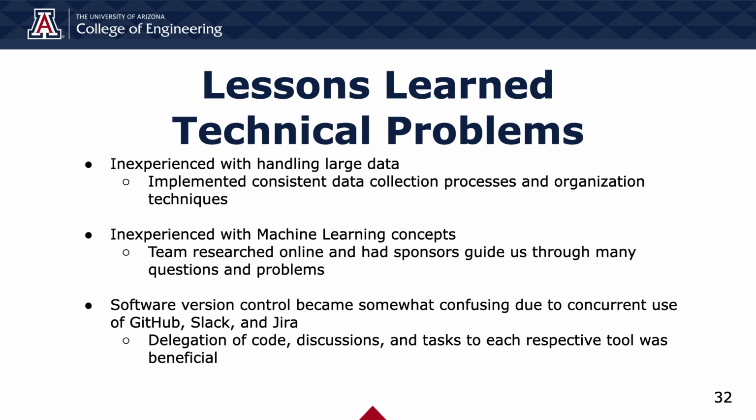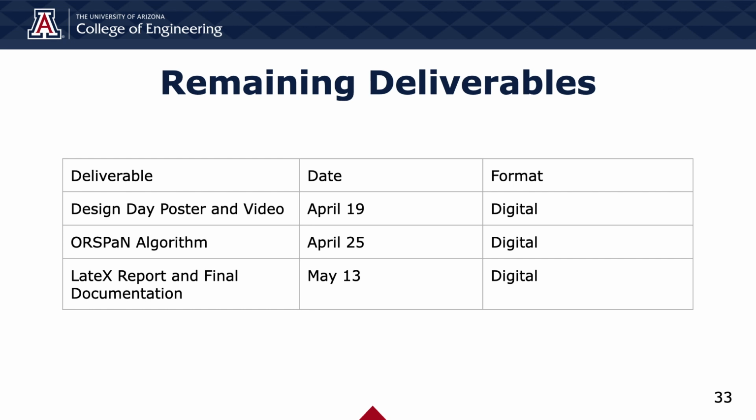Finally, our software version control became somewhat confusing due to our concurrent use of GitHub, Slack, and Jira. Delegating code to only be uploaded to GitHub, conducting other discussions through Slack, and assigning tasks through Jira was beneficial for our productivity. These are the final remaining deliverables in this project.